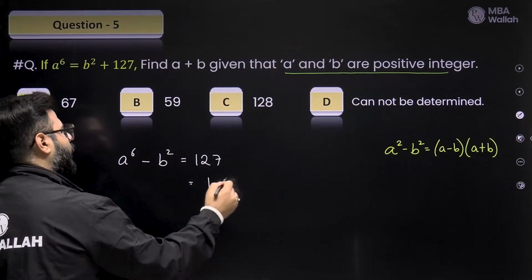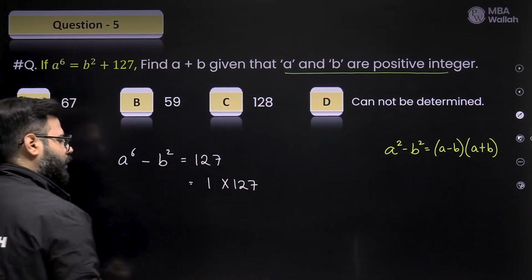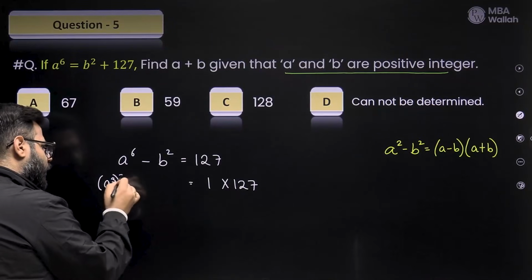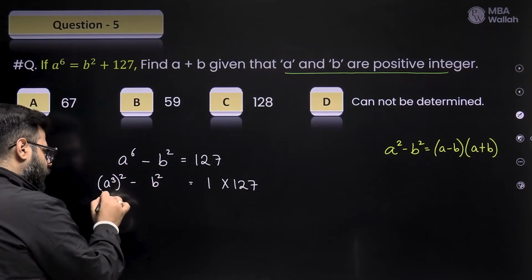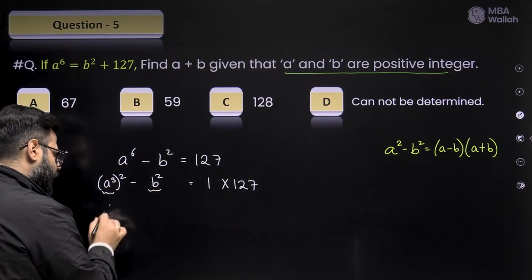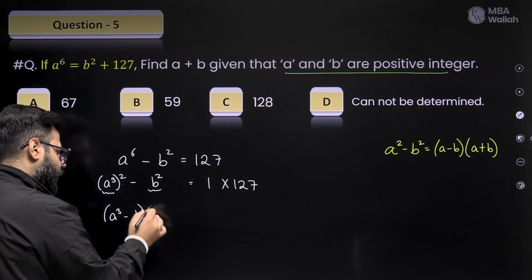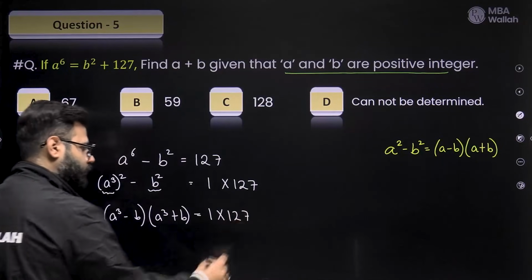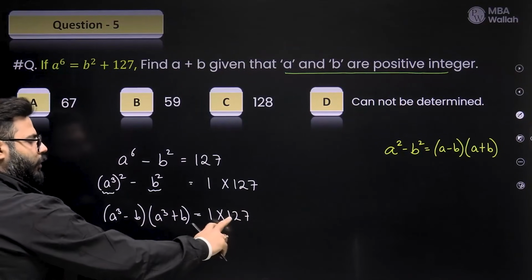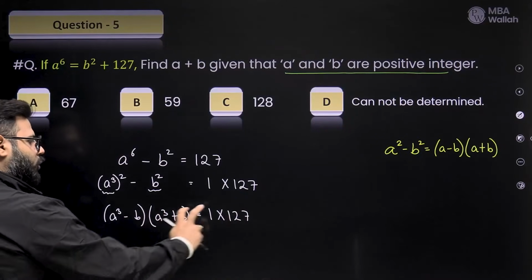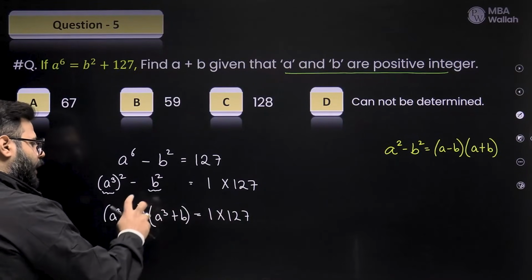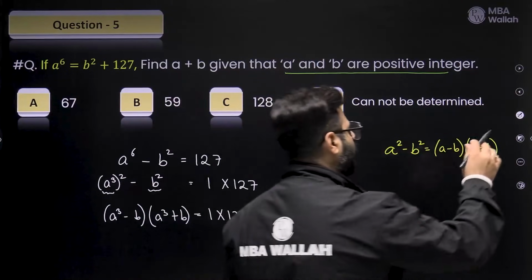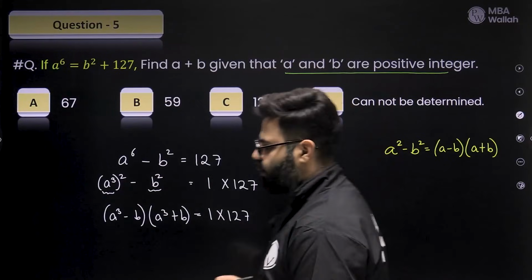127 we know is 1 into 127. We have seen that, learnt that, conquered it, no other options. Here, can I write this as a cube whole square minus b square? Now this is my a square, this is my b square, that's a cube minus b, a cube plus b, 1 into 127. Here you have two integers. Two integers whose product is 127, that means one of them has to be 1 and one of them has to be 127. And now I leave it to your aptitude, which one is 1, which one is 127.